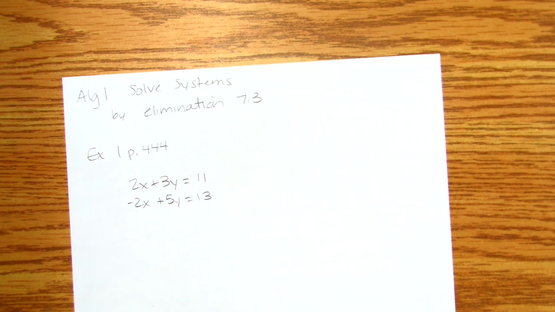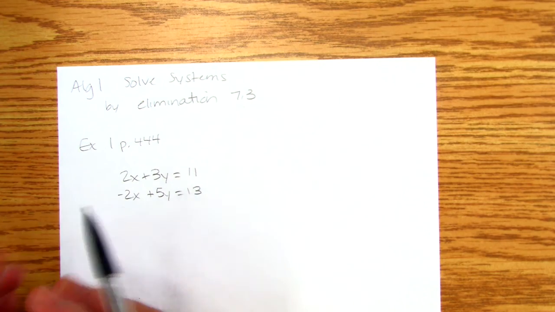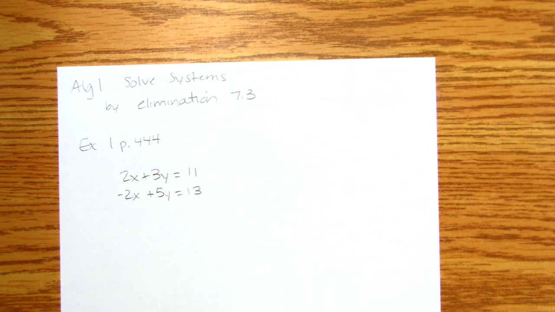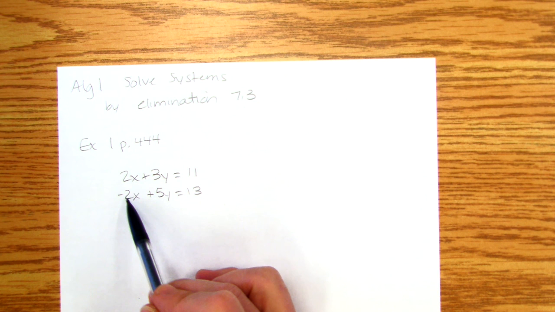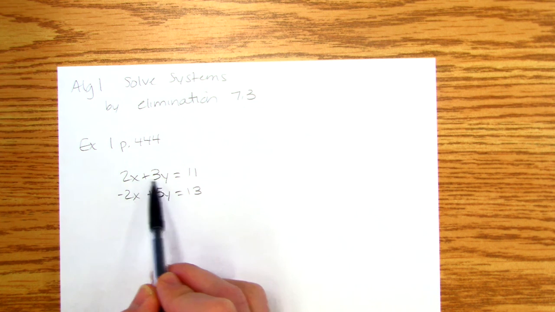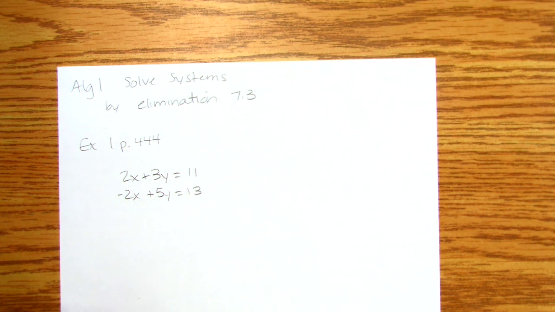This is how to solve systems of equations by elimination. This is section 7.3. This is actually my preferred method in the end. You'll learn more about that when we go to 7.4 as well, because it's only useful if your variables have the same quantity. So for example, I have 2x plus 3y equals 11, negative 2x plus 5y equals 13.